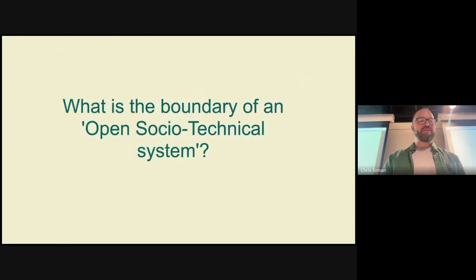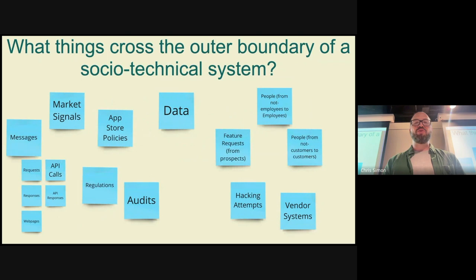So one thing that makes this quite tricky, though, is understanding what's the boundary of an open socio-technical system. Because, you know, if I was thinking about what crosses the outer boundary of a socio-technical system, it's a ton of stuff, like feature requests, like actual data, API calls, web requests and responses, web pages, market signals, audits, hacking attempts. They cross the boundary. They're not desired things to cross the boundary, but they attempt to. Vendor systems, they go from not being part of your system, you acquire them, they are now part of your system. And you know, it's really tricky. Right, the browser, you deploy code that runs in the browser.